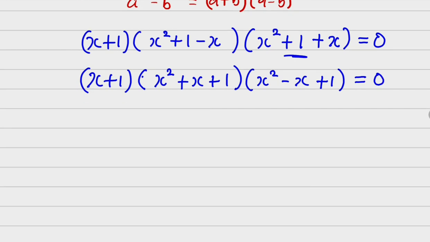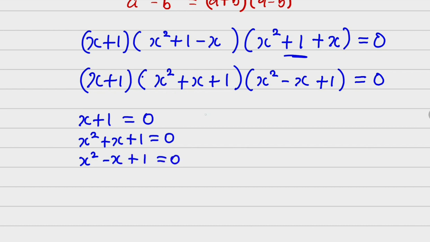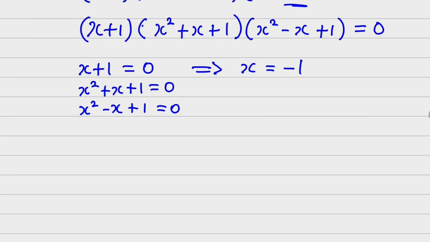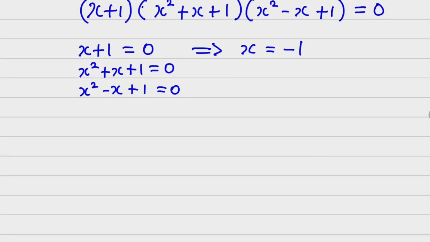So invariably, I have x plus 1 is equals to 0. Or I'm going to have x squared plus x plus 1 is equals to 0. Or I'm going to have x squared minus x plus 1 is equals to 0. Now, in this case, it implies that my x is equals to minus 1. So I have it. But the rest, I have to work it out, okay?